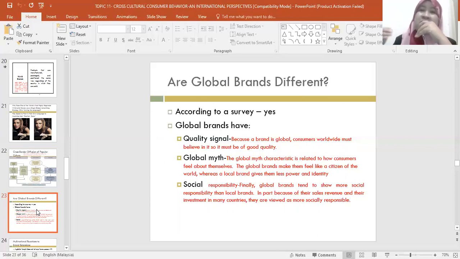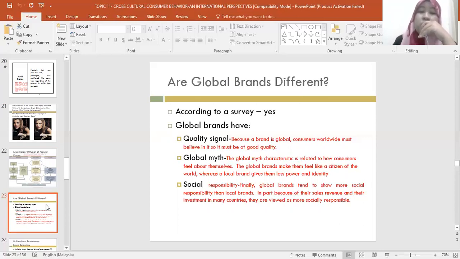So they have a stigma or a perception: branded world brand must be a good quality product. Okay, and then global myths. The global myths characteristic is related to how consumers feel about themselves. The global brand makes them feel like citizens of the world, whereas the local brand gives them less power and identity. So this is what we call how they feel about themselves.